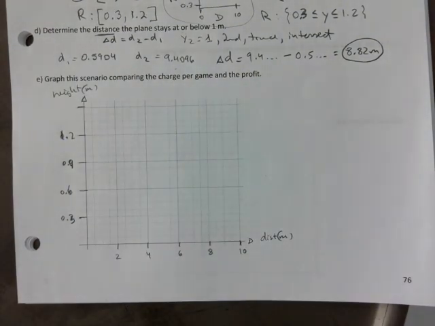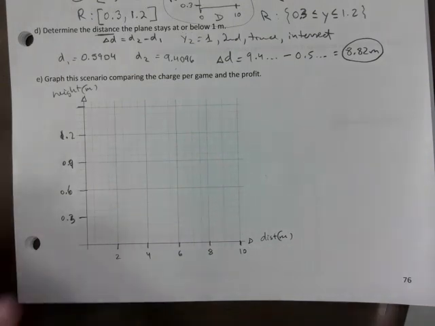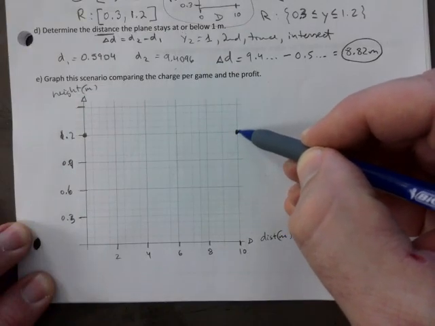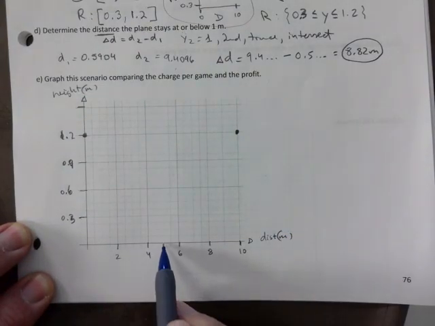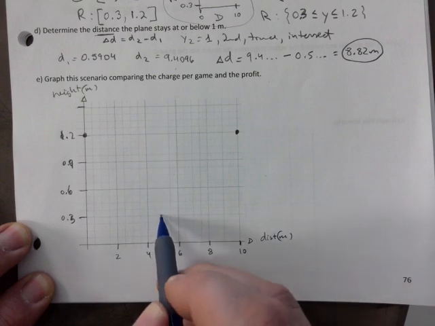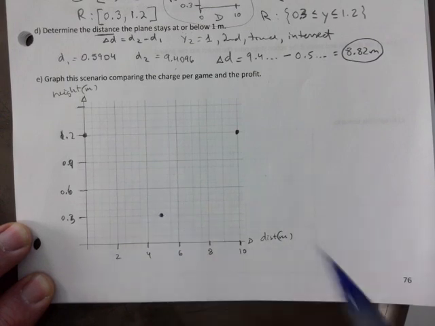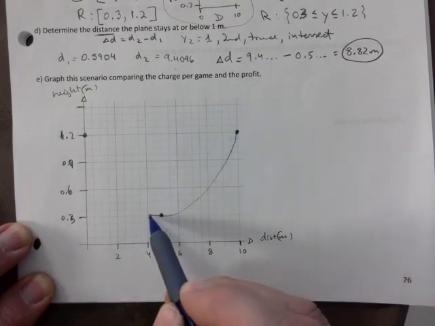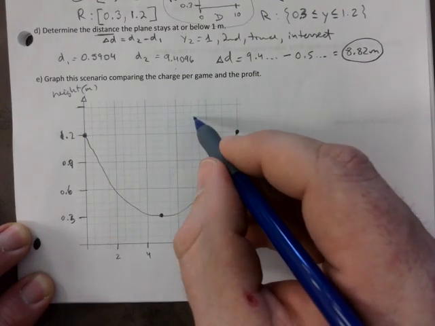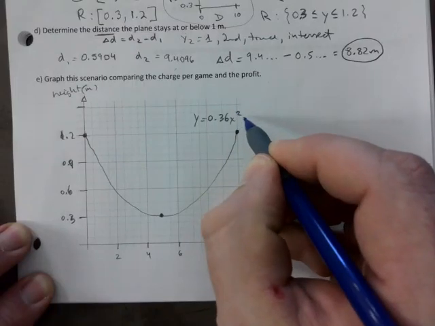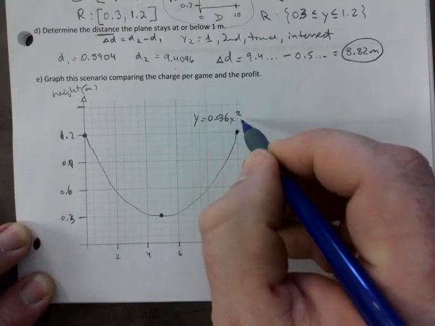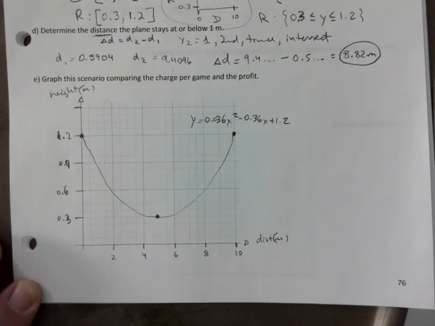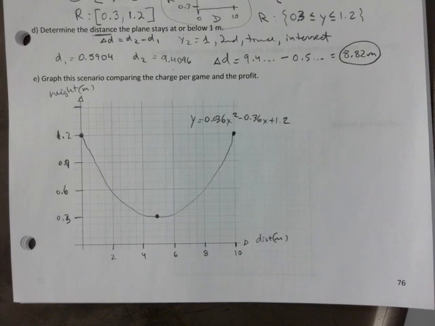So you have to make adjustments on the fly sometimes. So 1.2 and then 10 across right there. And then it's 5, 0.3. It's actually perfect. So we go up, and then we go up, and we go 0.036x squared minus 0.36x plus 1.2. This has everything you need to get full marks.